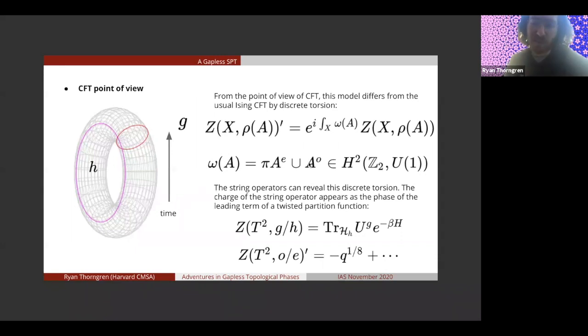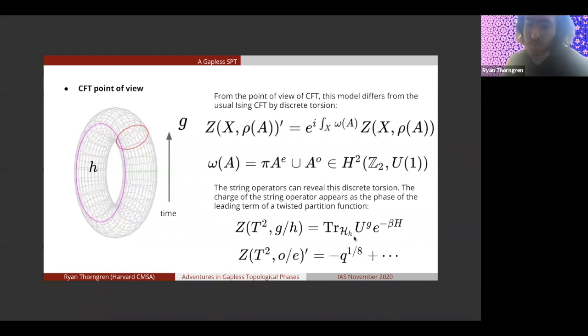And normally we think about discrete torsion when we're actually going to orbifold this CFT. And that's true. If you're only studying local operators, then you can't see this. But since we're interested in these string operators, these actually do affect the charges of the string operators. As you can see, those come from computing, say, the torus partition function with some symmetry twist around the spatial cycle and some symmetry twist around the temporal cycle.